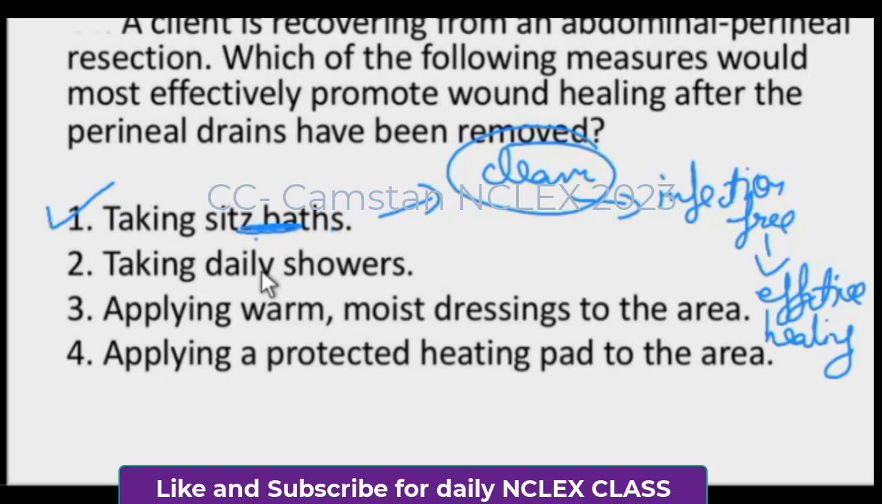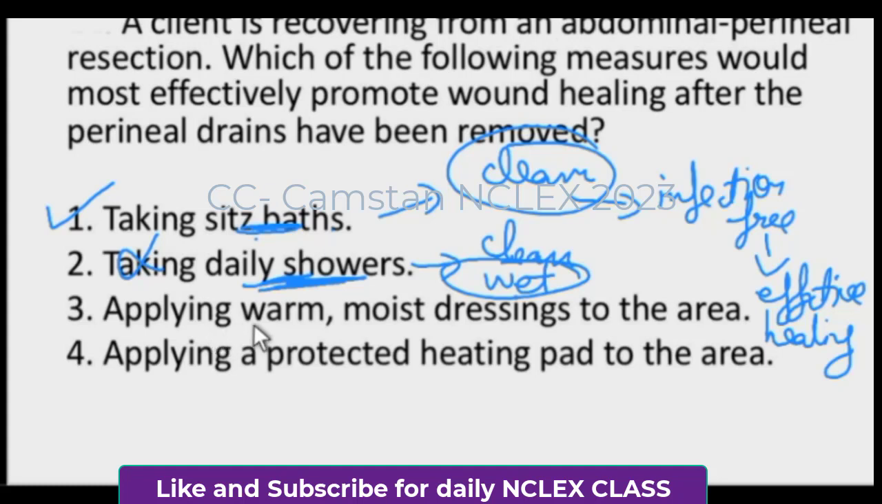Next step is taking daily showers. Well, in case of perineal incisions, it is not a good method to clean the wound, and also it will make the wound wet, which is against our requirement. So the second option is not correct.